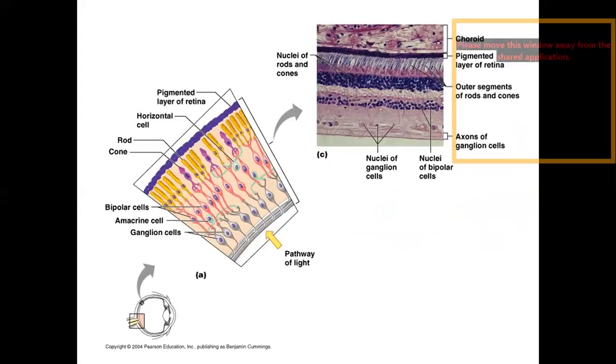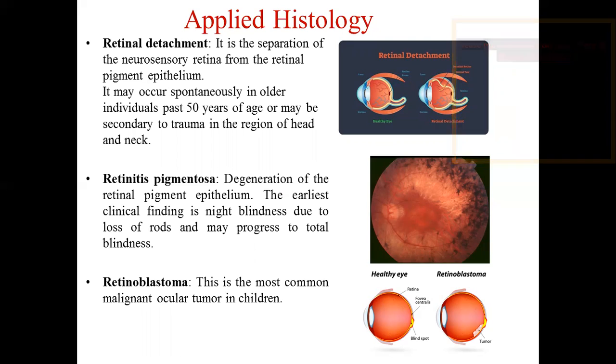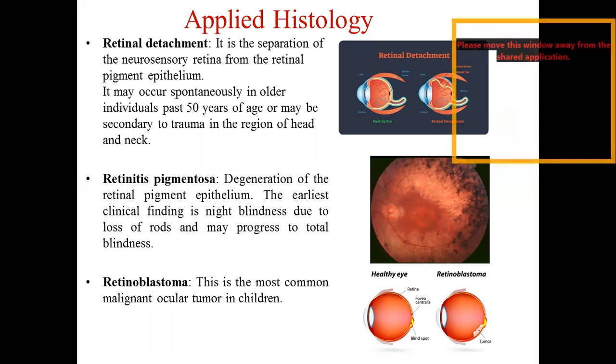Although there are many cells, pigmented cells, rods and cones, then you have the ganglion cells. So there are many cells which are present in the retina. Applied aspect, retinal detachment. It is a very important case you get in an old age patient, and it is very dangerous also, because if not treated early, it may lead to loss of vision of the eye. So it is a very emergency condition, that retinal detachment.